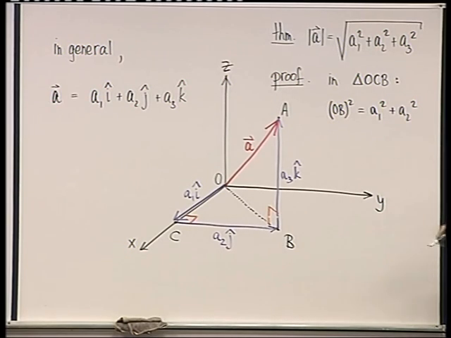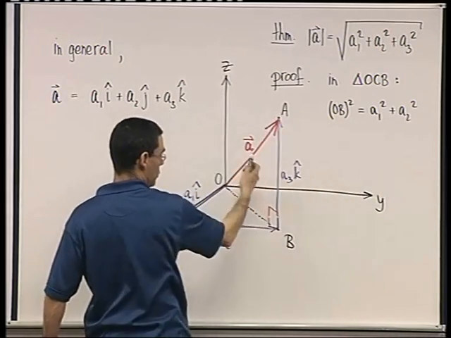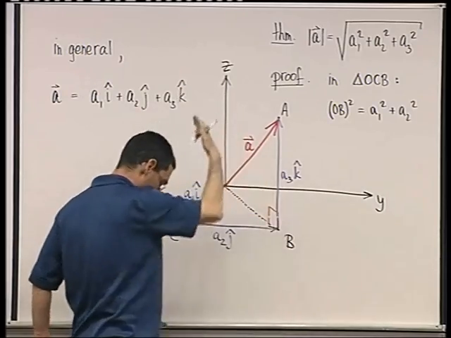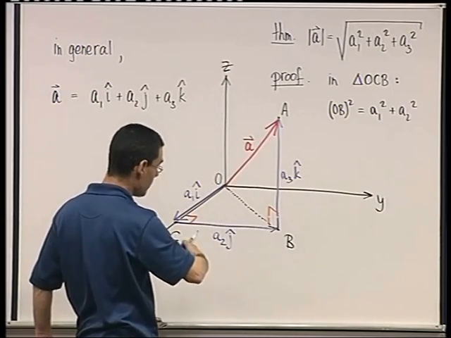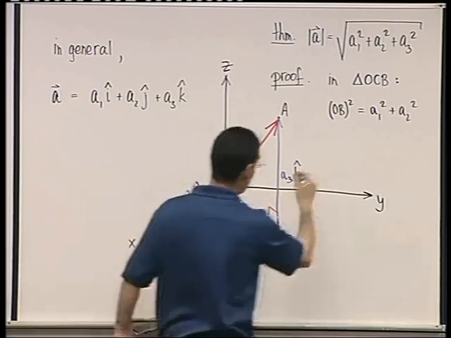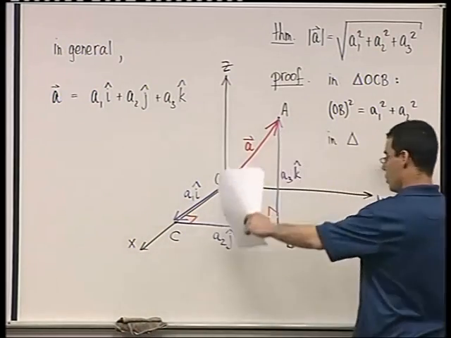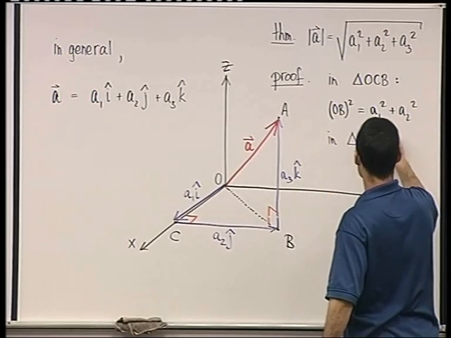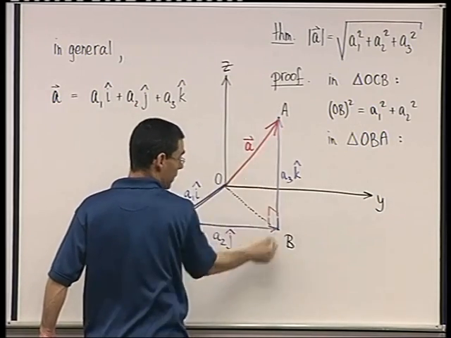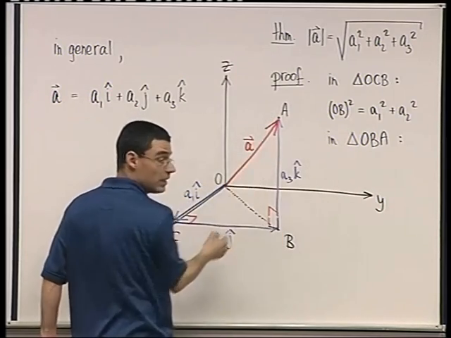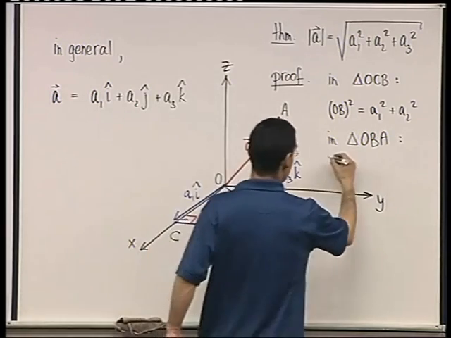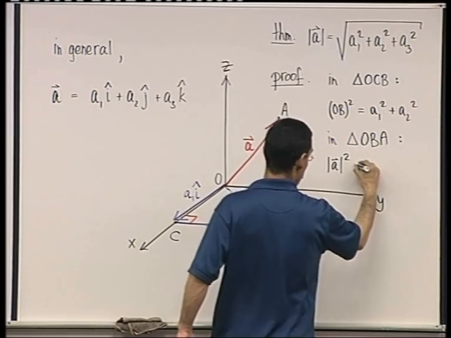Good? Now let's look at this triangle OBA. This triangle is standing, not parallel, 90 degrees to the floor. Okay, do you see that? Okay, so in the triangle OBA, again by the Pythagoras theorem, OB squared plus this squared, what's this? What's the length of BA? A3. Equals the length of A squared. Do you agree?